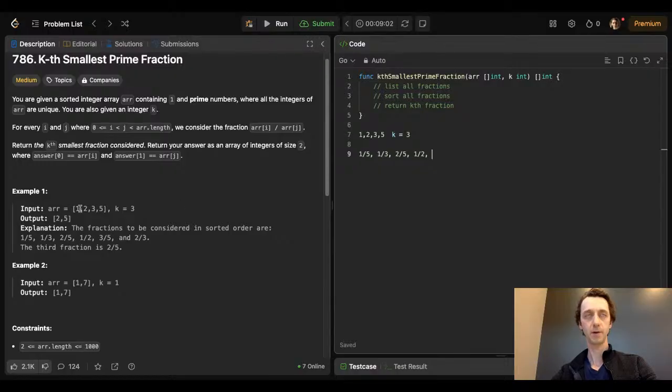These are sorted. And so if we want to at least have that list, once we have it, we're done pretty much. But how can we do it without having that list?